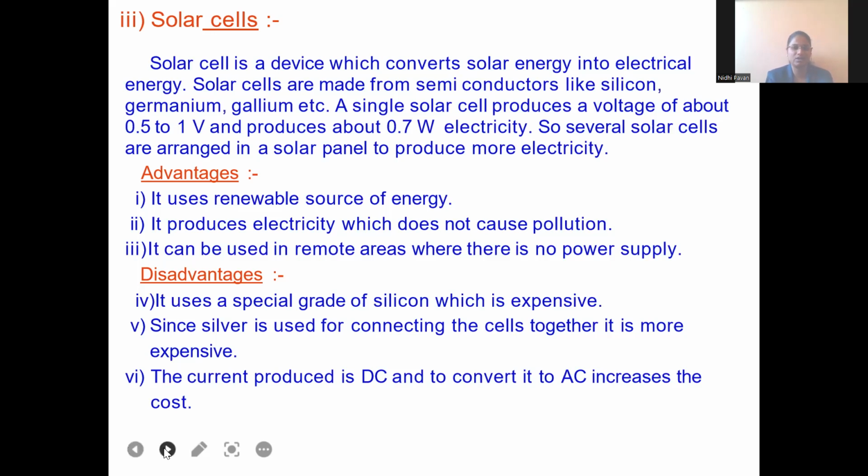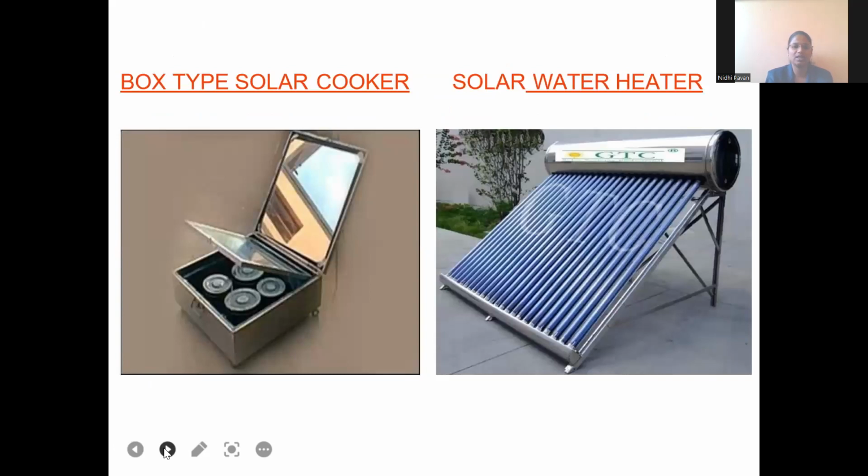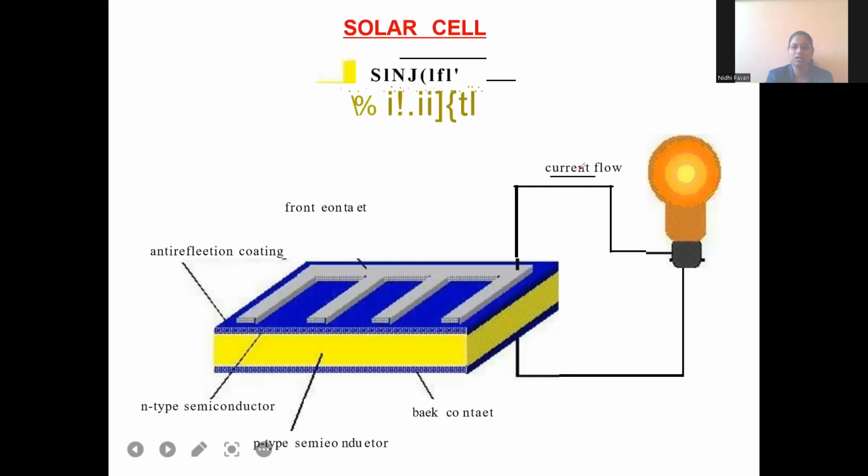That is a disadvantage. So this is a solar cooker. You can see, this is a mirror and this is a glass cover, and inside it will be painted black. And this is nothing but the copper tubes. It will be covered by a glass. Okay. Then the solar cell. This is a solar cell.